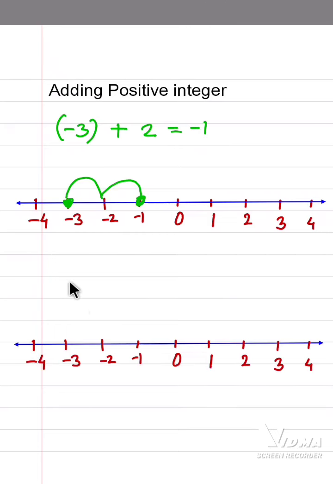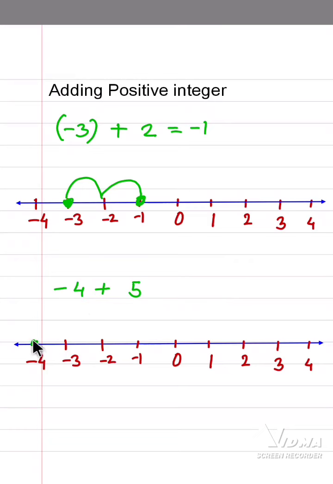Now let us take one more example. Suppose -4 is added with 5. Here -4 is any integer, which may be negative or positive, it doesn't matter. The number which we are going to add is 5, and 5 is a positive integer. So we should start with the integer -4 first. Find the location of -4 on the number line. -4 is here, and then we are adding this positive 5 to -4. So move to the right side by 5 steps.